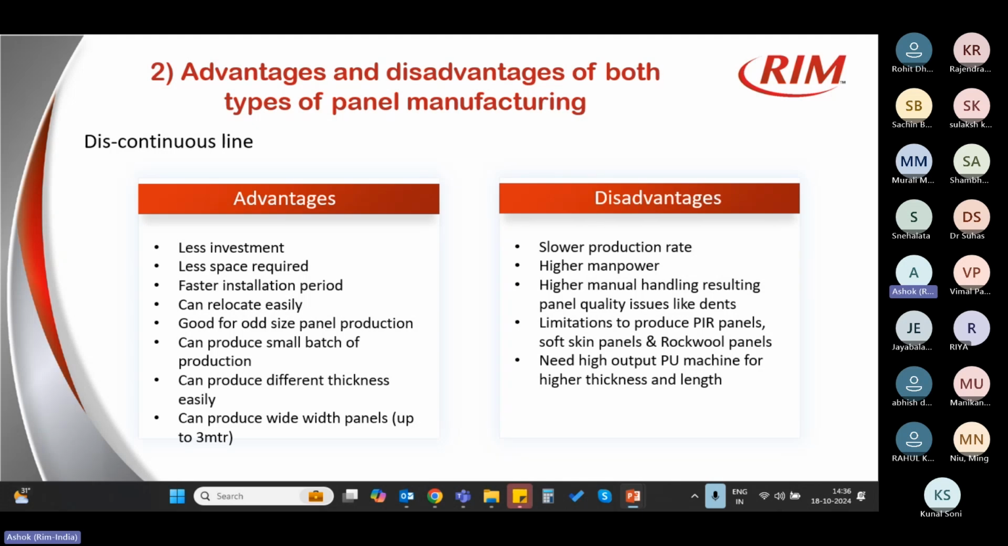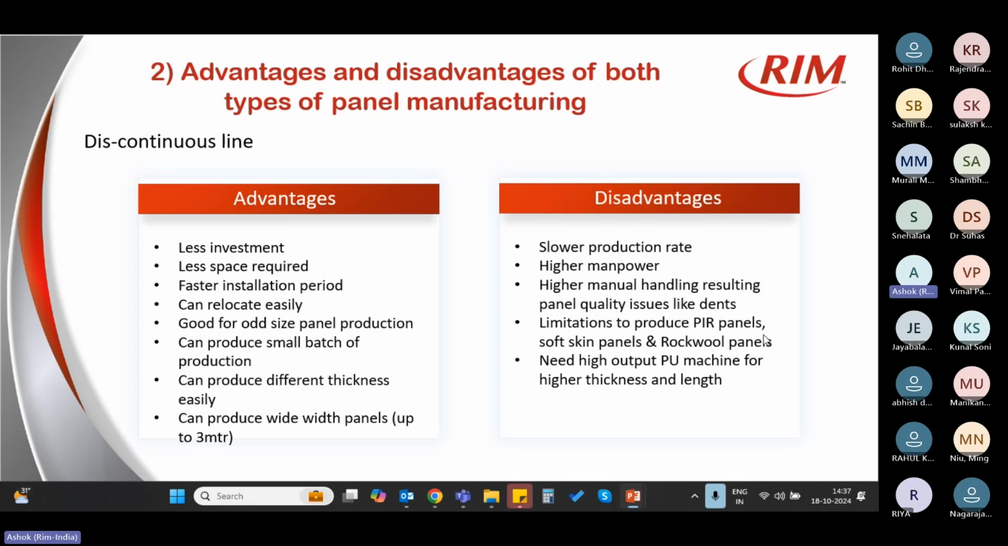Disadvantages-wise, slower production rate is a major disadvantage. Higher manpower is required because a lot of the processes are manual, so the manpower requirement for discontinuous lines is higher. Higher manual handling results in panel quality issues. This is also one of the major drawbacks. If you compare the quality of PU panels, discontinuous has more chances of poor quality in terms of handling. So dents and scratches, the chances are more.